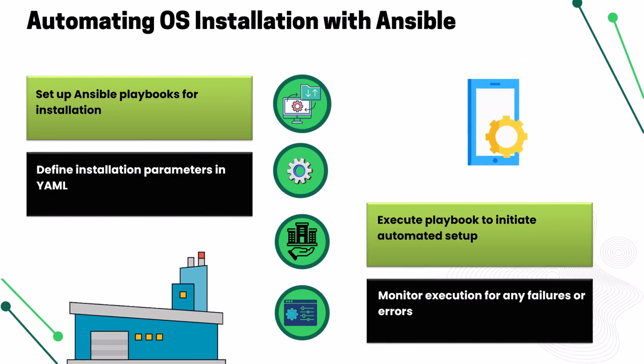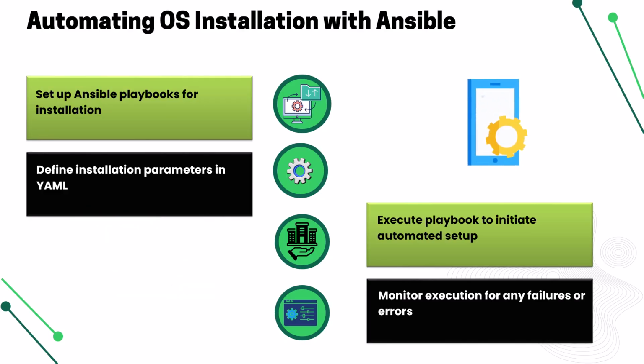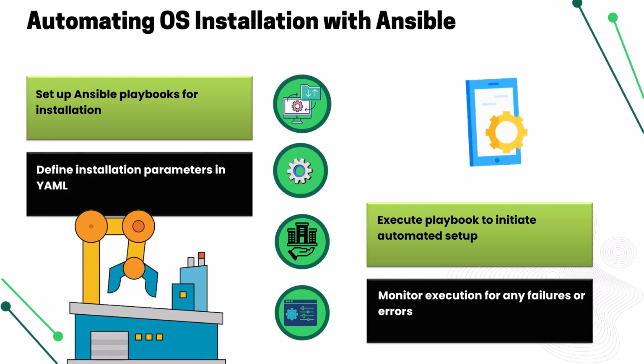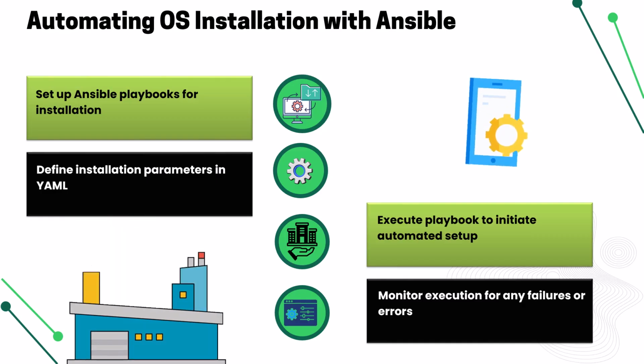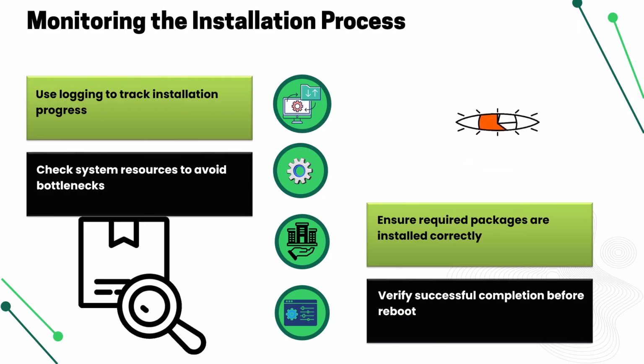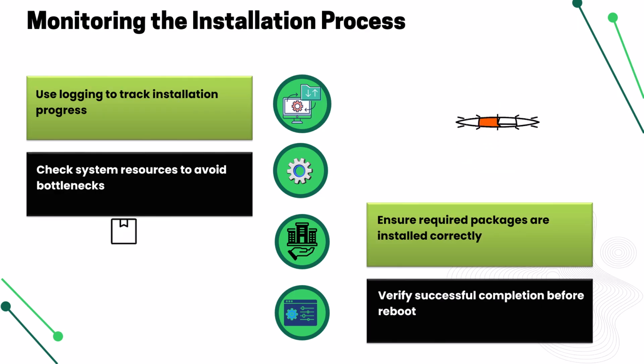Now let's take a smart shortcut, automation with Ansible. We write some playbooks, which are like a recipe for setting up your system. Then we define what needs to be installed using YAML. Don't worry, it's simpler than it sounds. When we run the playbook, magic happens. The OS installs automatically. Of course, we keep an eye on the process, because even the best automation can have hiccups.